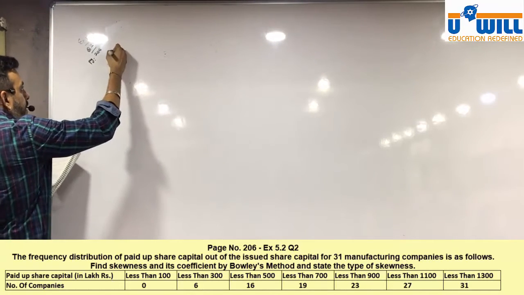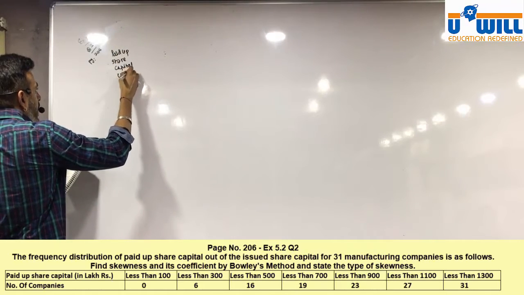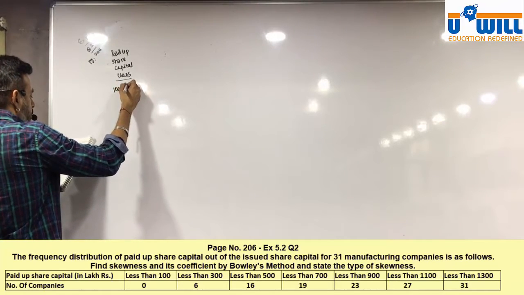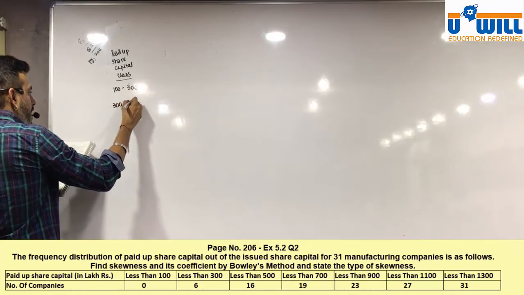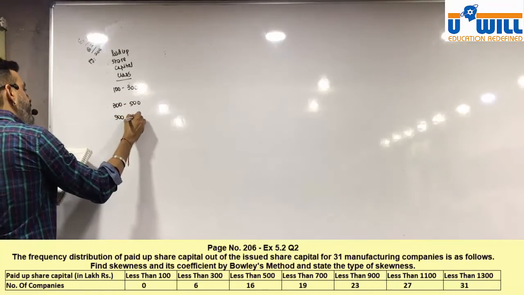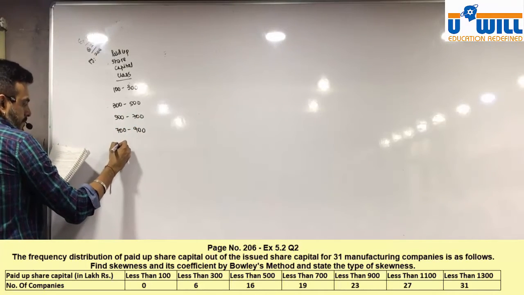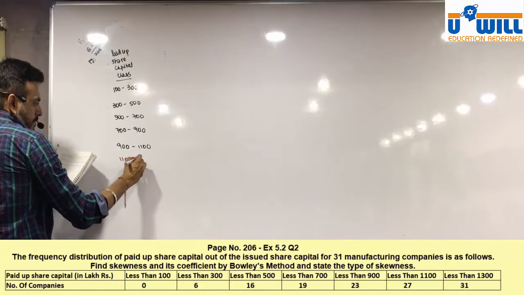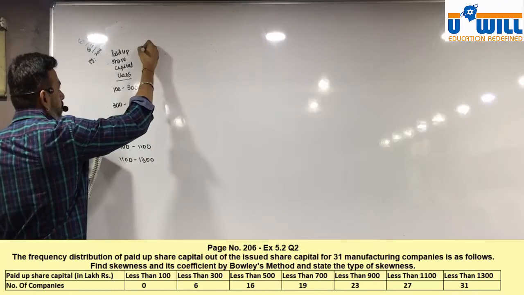Write paid up share capital, which are our classes, less than 100, less than 300. So 100 to 300, 300 to 500, 500 to 700, 700 to 900, 900 to 1100, 1100 to 1300. Okay, number of companies.